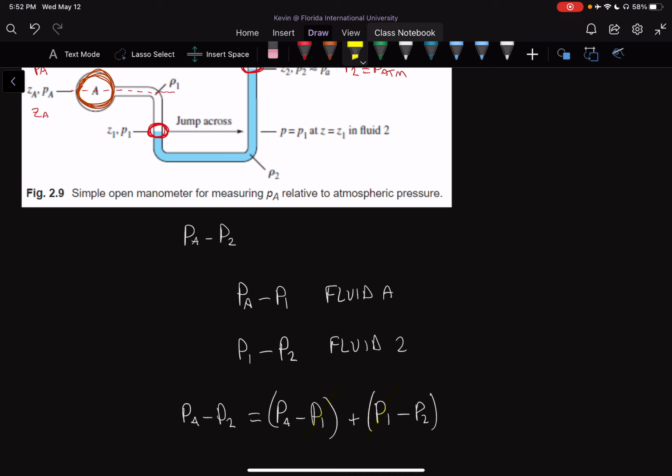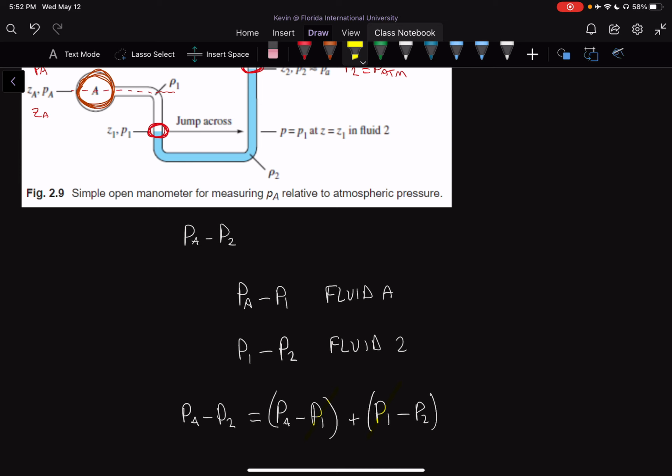Okay, so that makes sense. It would cancel. Now, we're actually not going to make them cancel, because if not, we can't find PA minus P2. We're going to write out the expressions of PA minus P1 and P1 minus P2 in terms of the heights, so that we can figure out the difference in pressure between A and 2. Okay, hopefully this makes sense. If it doesn't, it'll make sense as we go along and do more example problems.